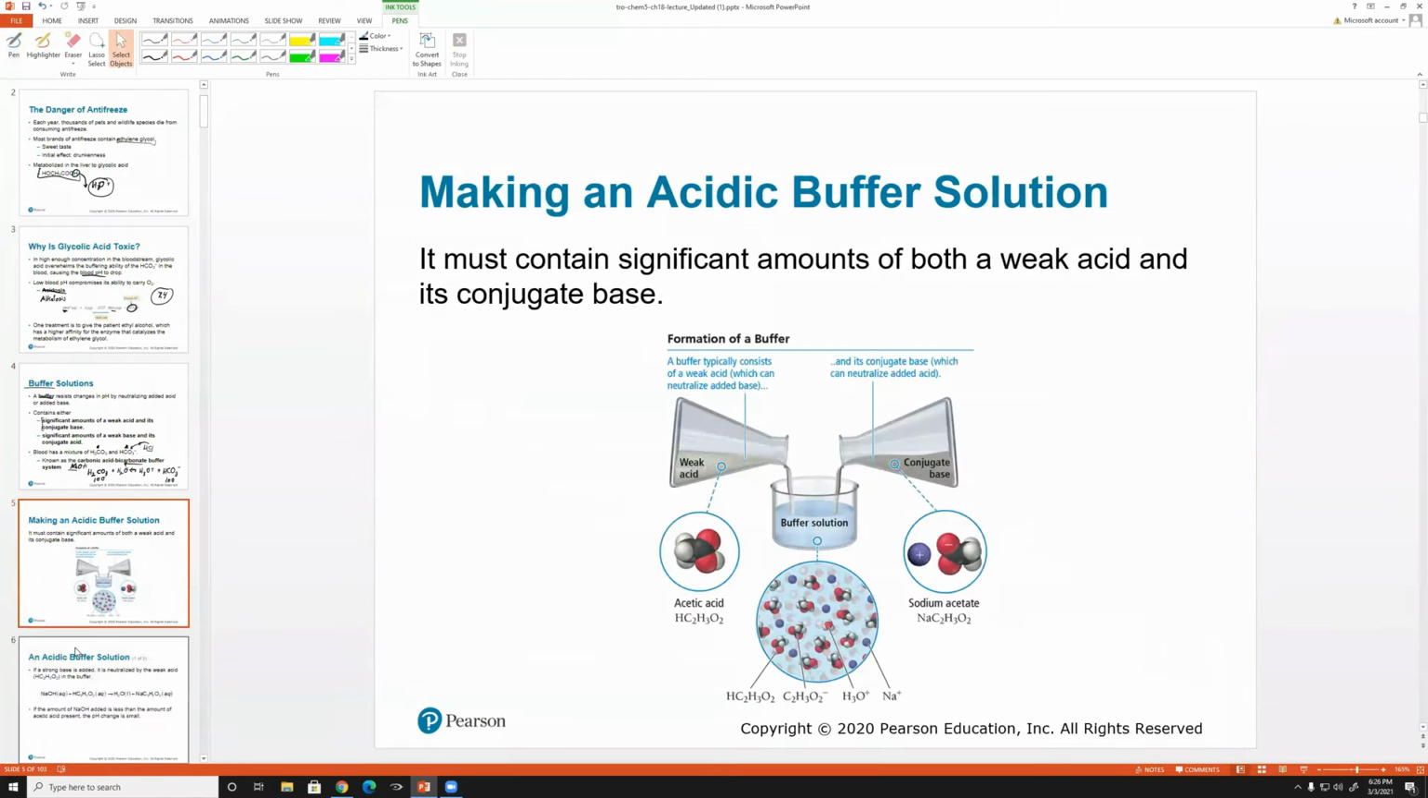Okay. So how do you make one? There are two types of buffer systems, and they're made basically the same way. You have an acidic buffer system, which has the weak acid and its conjugate base. And then you have the basic buffer system, which is the weak base and its conjugate acid. For example, in this one we have acetic acid as the weak acid, and the conjugate base is just the acetate ion. But we can't have a solution of just acetate ion. It's not really easy to make.